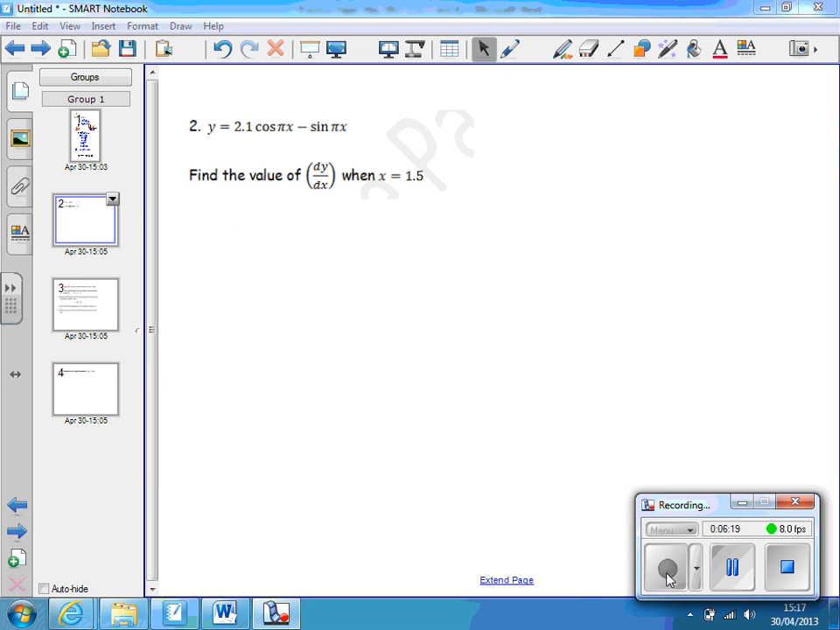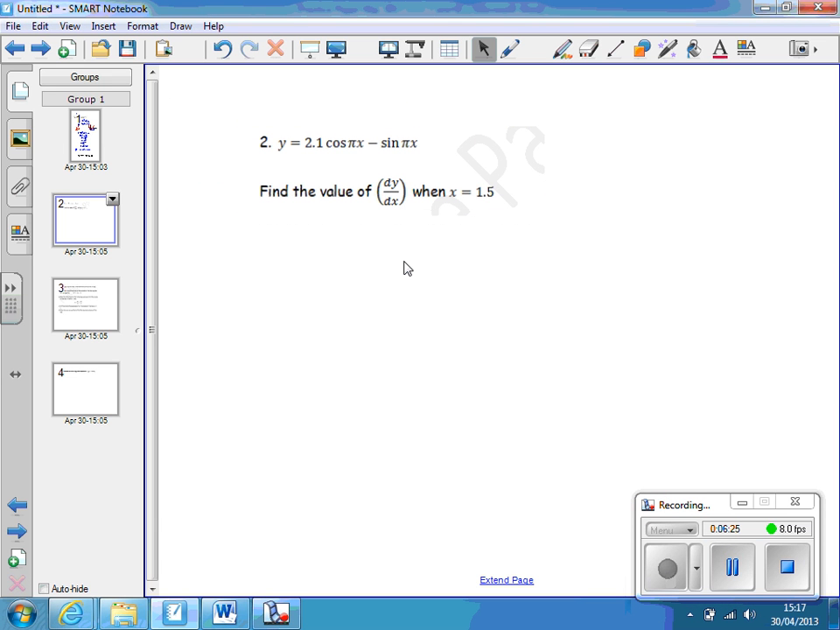So question number 2, here's another function to differentiate. Same sort of thing. Can you differentiate a function? This time it's a function that involves some trigonometric values. In fact, I'm just going to stop this video here and then we'll put number 2 on a separate video.